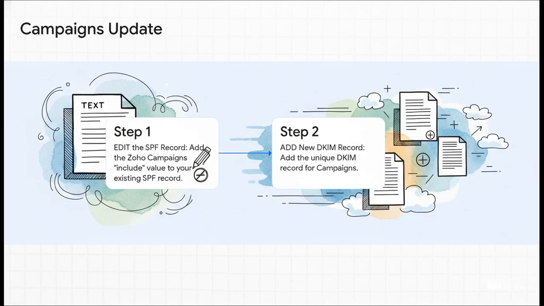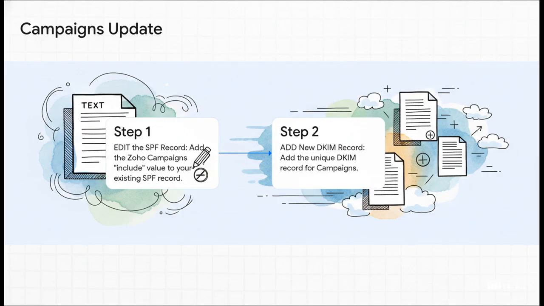So, for Campaigns, our little dance changes just a bit. It's an edit, then add situation. First, you're going to edit that one and only SPF record. And second, you're going to add a totally new DKIM record. Because unlike SPF, you can have a bunch of different DKIMs.